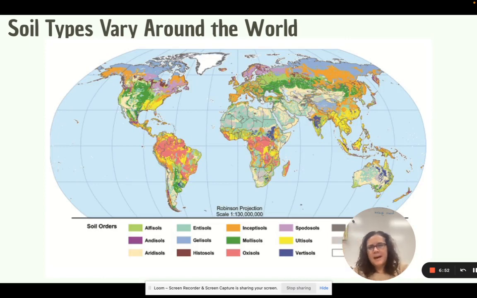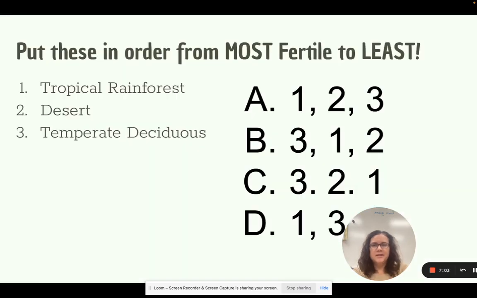I'm not going to go through this map. There's tons of different soil types around the world. You can see they look fairly similar to the biome map. That happens, but I'll leave that there.